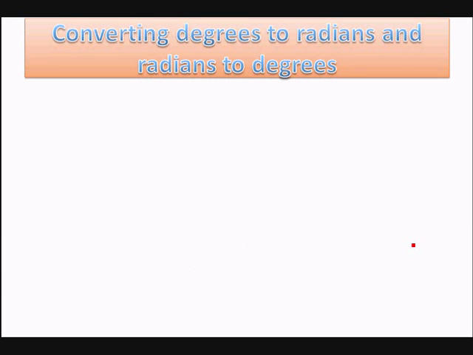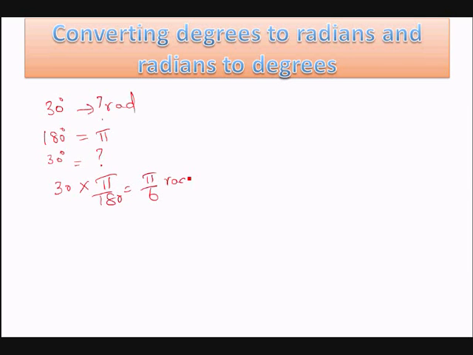Let's continue and see if we can change degrees to radians and radians to degrees. Say for example, I have 30 degrees to convert to radians. How many radians is 30 degrees? Let's use the conversion equation. 180 degrees is equal to pi radians. So what is 30 degrees equal to? So it is 30 times pi over 180, which is pi over 6 radians. I said you don't have to write RAD. Pi over 6 means it is in radians.